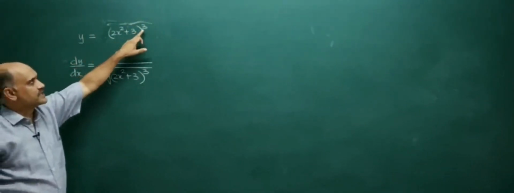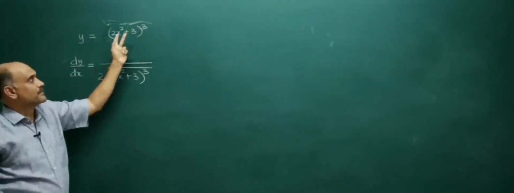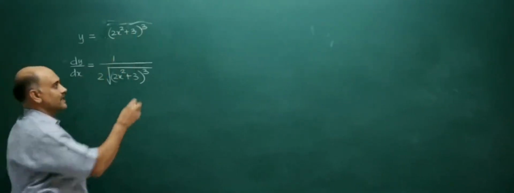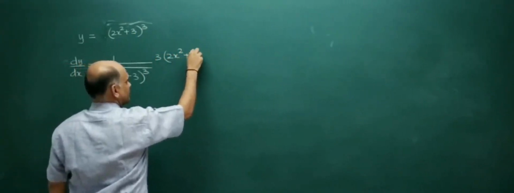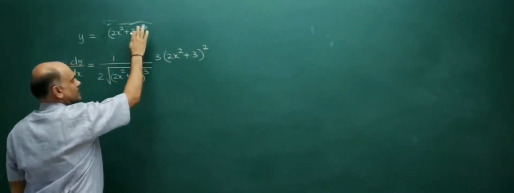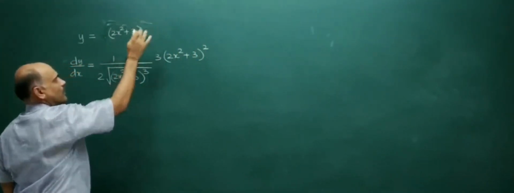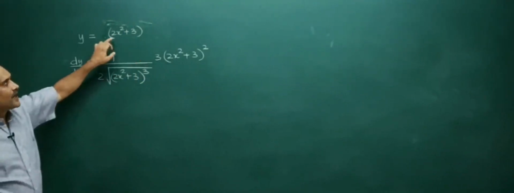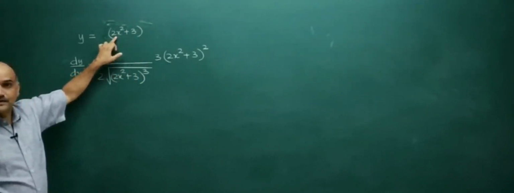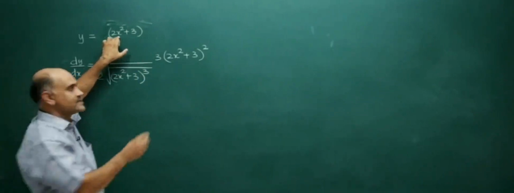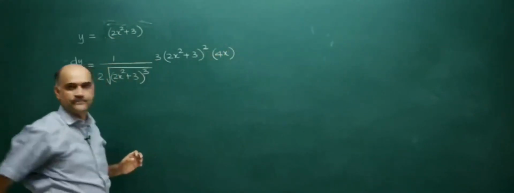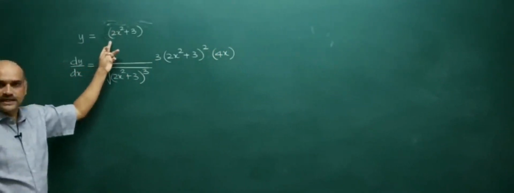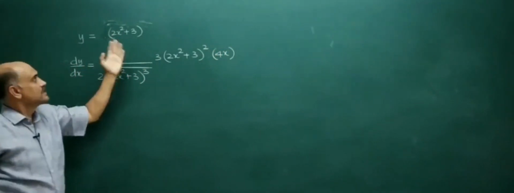Now you differentiate this power. Bracket raised to 3, so you will have 3 bracket square. So differentiation of power is over. Now differentiate this bracket. So differentiation of this bracket will be into 4x. Clear, students?